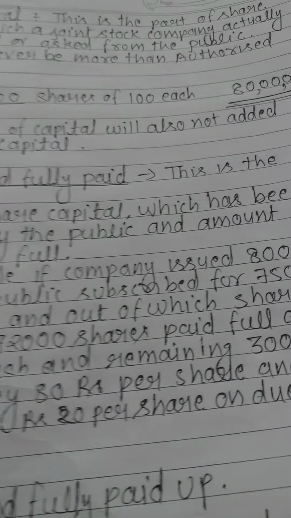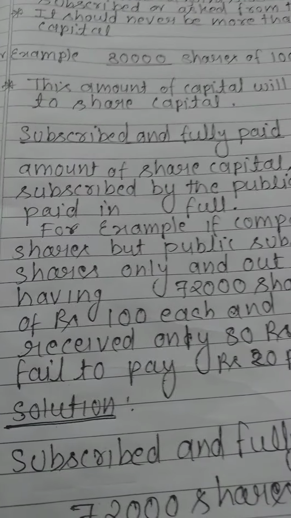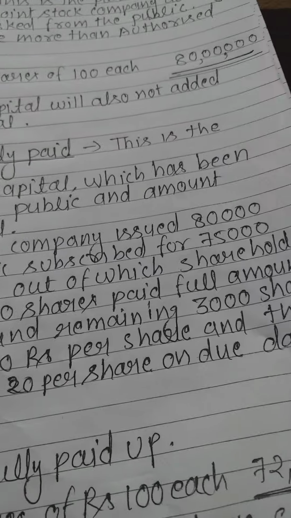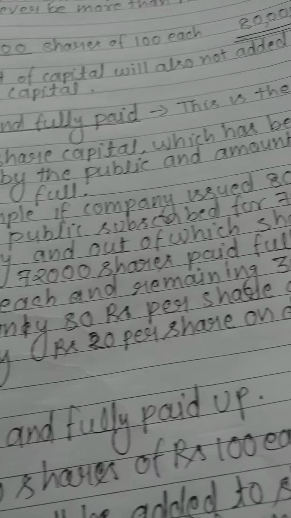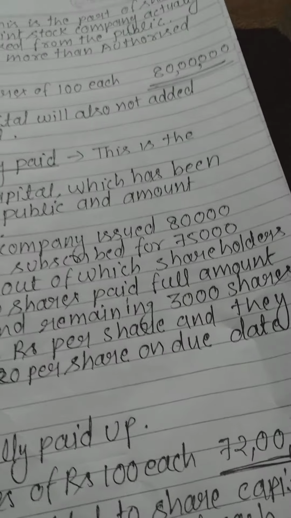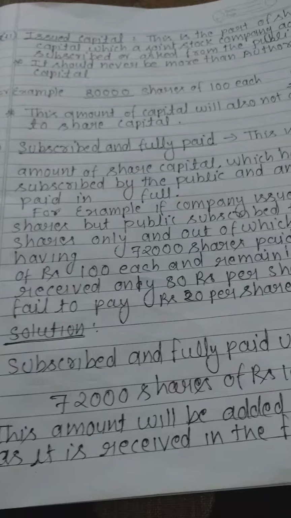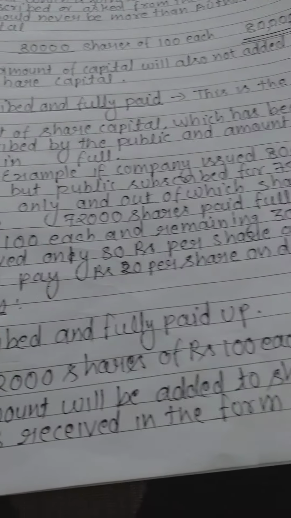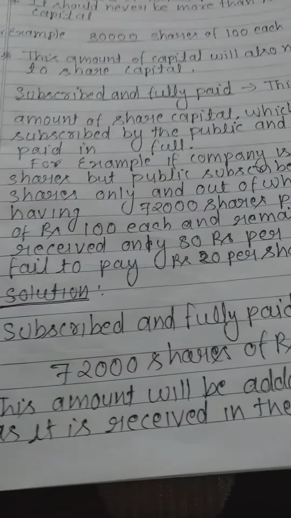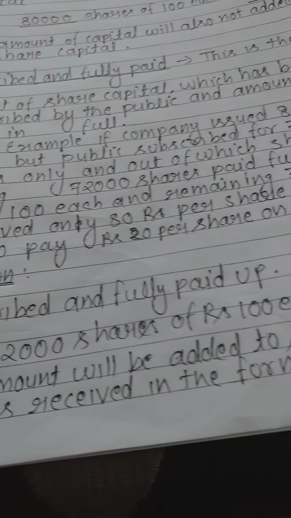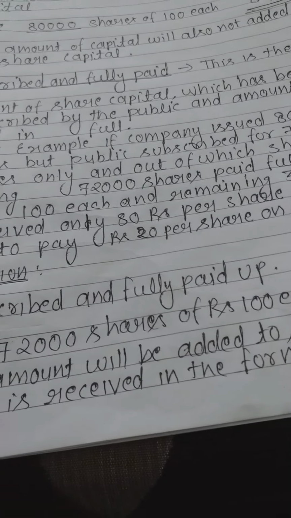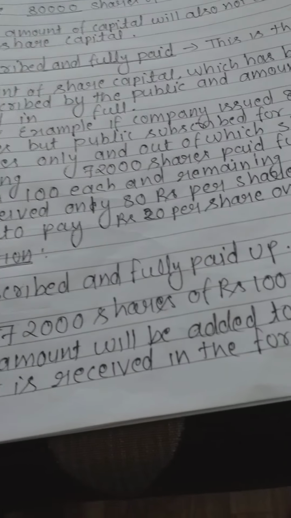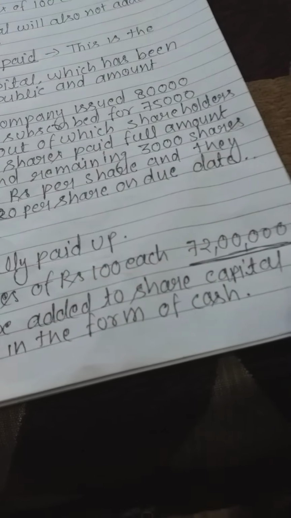For example, if the company issued 80,000 shares but the public subscribed for 75,000 shares only, and out of which shareholders having 72,000 shares paid the full amount of rupees 100 each, and the remaining 3,000 shares received only 80 rupees per share, and they failed to pay rupees 20 per share on the due date.